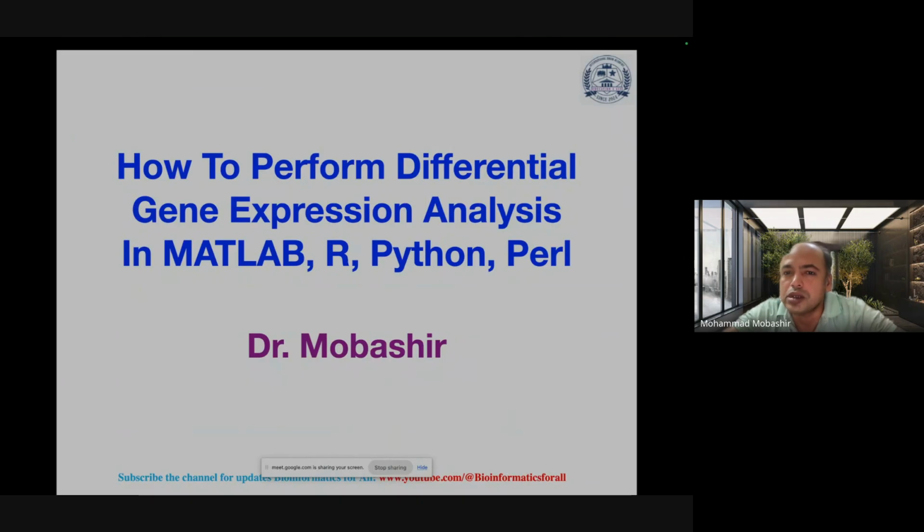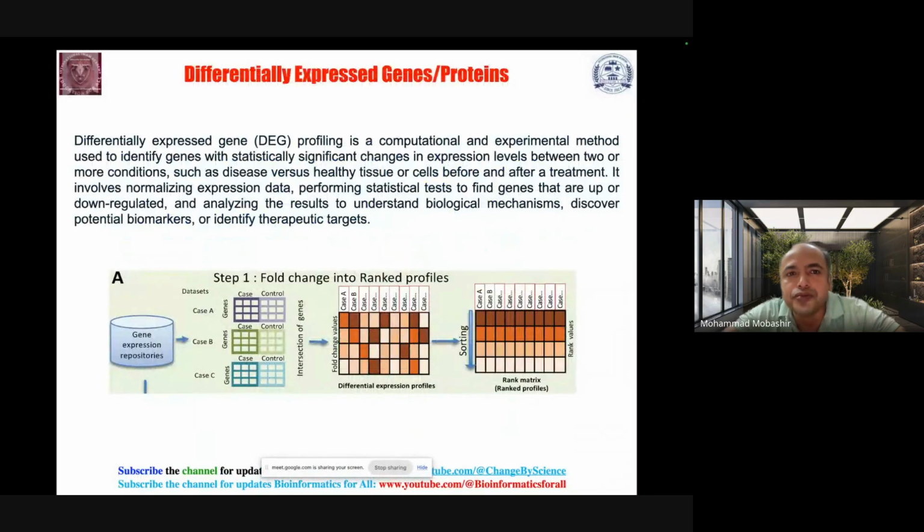Many people know how to calculate fold changes, p-values, and differentially expressed genes, but they do not know the basic idea. So I decided to introduce the basics of fold changes, p-values, and many more factors for differentially expressed genes, or differentially expressed proteins or something else. Now, what do we mean by differentially expressed genes or proteins?